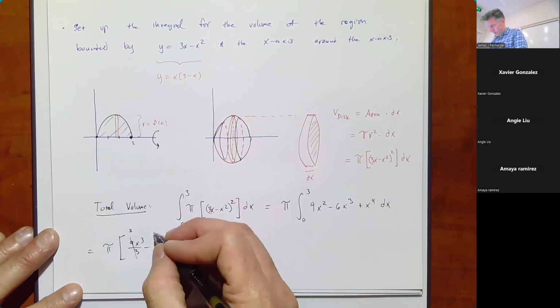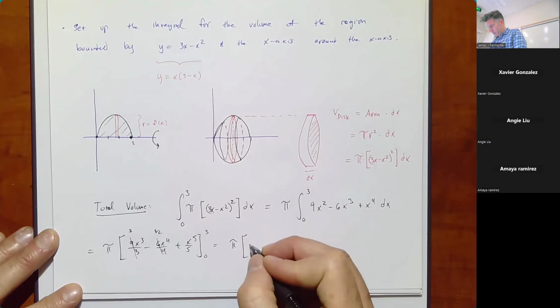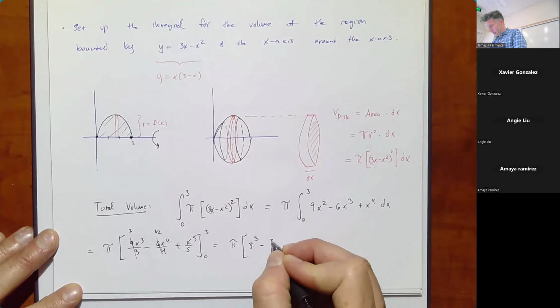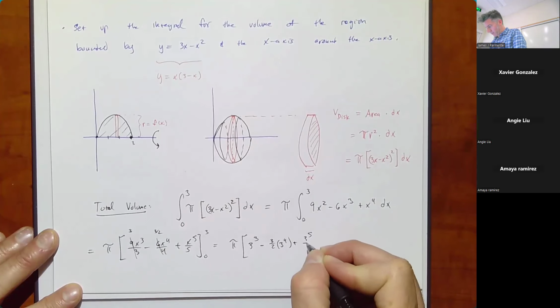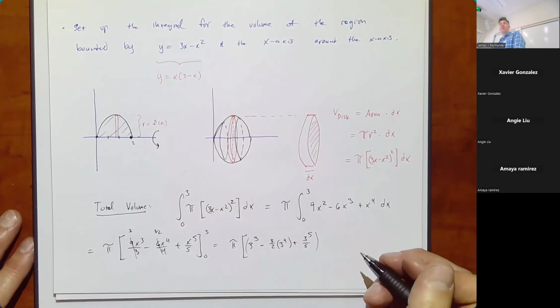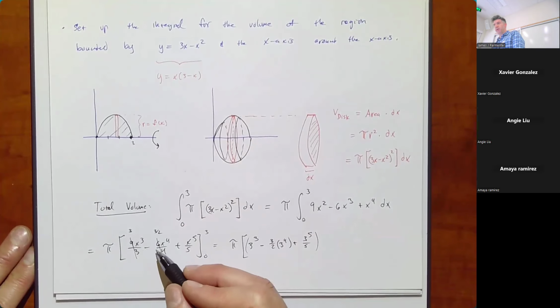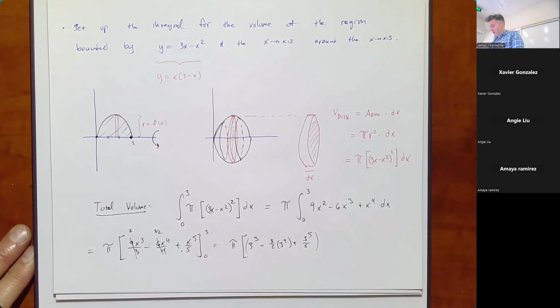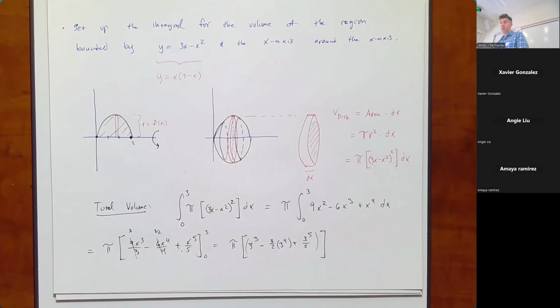6 over 4 is 3 halves. So we're going to get pi times 3 cubed minus 3 halves times 3 to the 4th plus 3 to the 5th over 5. And I wouldn't write anymore. I would think about the fact that when I plugged in 0, I'm going to get minus 0 plus 0, which is still 0. So I'm just going to leave it like that. And no, I don't think you should go any further here. I don't think you should try to simplify this unless you really have a desperate need to.